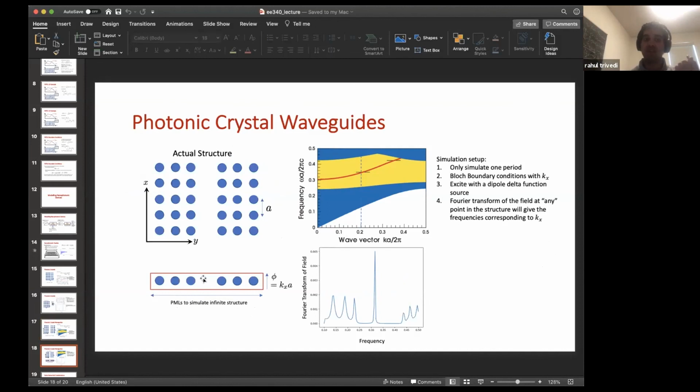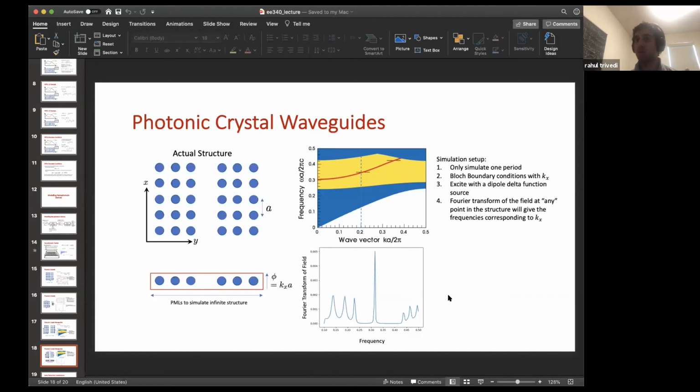You put a bunch of dipoles, you excite them with delta functions or some Gaussian, and then you look at the electric field as a function of time. Again, it's going to be a complex field because you have a Bloch boundary condition, and you look at the Fourier transform of the field, right? So you have this sharp peak appearing, but you also have these sidebands that are not as sharp. There are some broad sidebands, right?